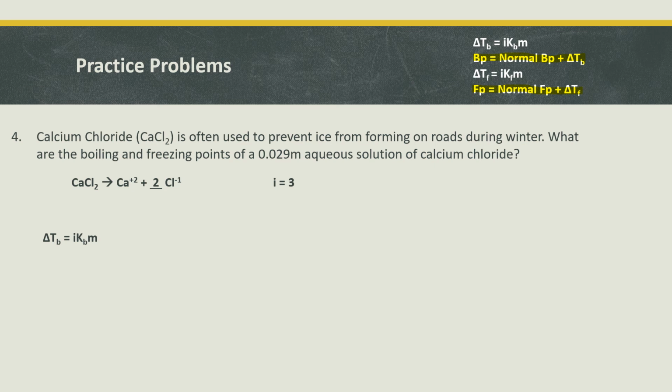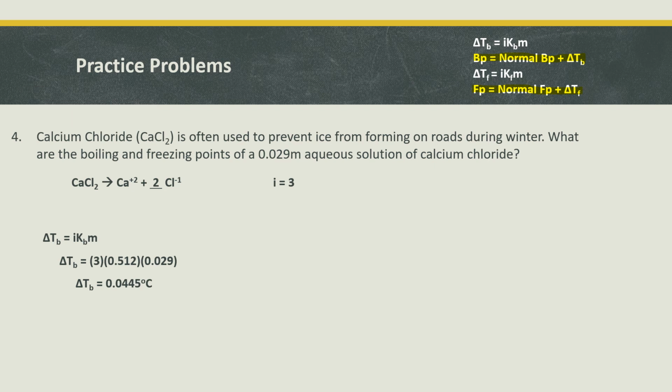The K sub B, again, it doesn't give us any other specific solvent, so we know it's going to be water, so that's going to be 0.512. And then our molality given in the problem is 0.029. So we're going to go ahead and put that into our equation. Now that we have that, we can solve for the boiling point elevation. You should see that the boiling point elevation, after you solve this out, comes out to 0.0445 degrees Celsius. Now again, I know I didn't use significant figures. I'm just trying to be as accurate as possible when I use these numbers.